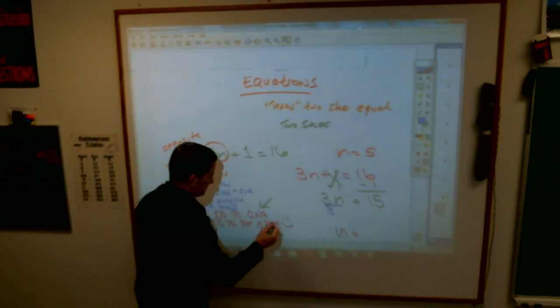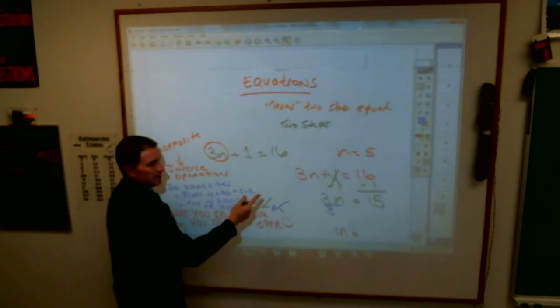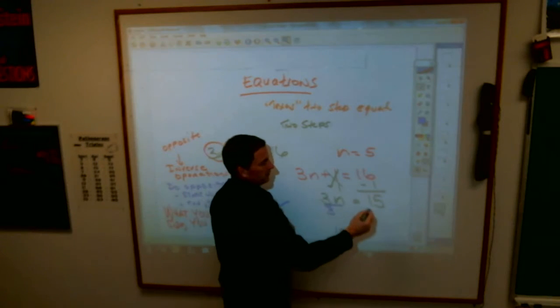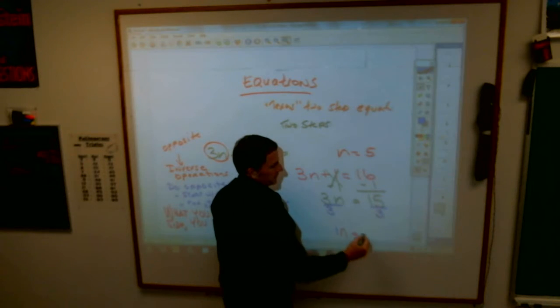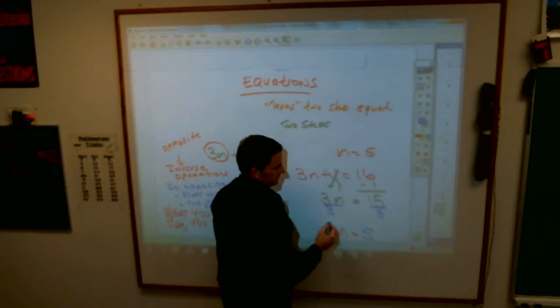But this rule here, what's this say? What you do to one side, you have to do the other. If I divided this side by 3, I also have to divide that by 3. And 15 divided by 3 is 5.